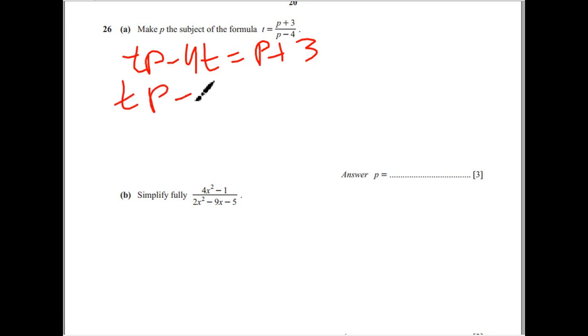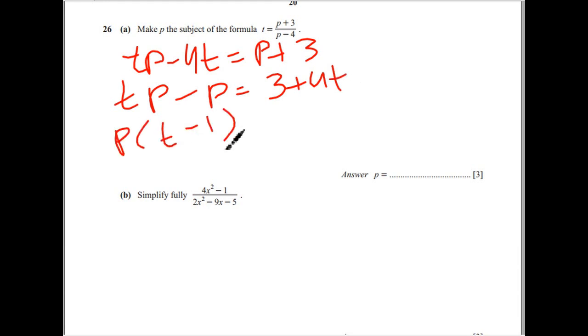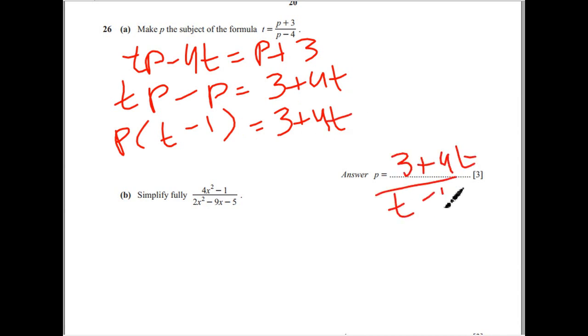26, part A. Make p the subject of the formula. Cross multiply, and we get tp minus 4t is equal to p plus 3. Bring both the p's to one side. So 3 plus 4t, take p common, p times t minus 1 is equal to 3 plus 4t. So the final answer is 3 plus 4t over t minus 1. If you get minus 3 minus 4t over 1 minus t, it's still the same.